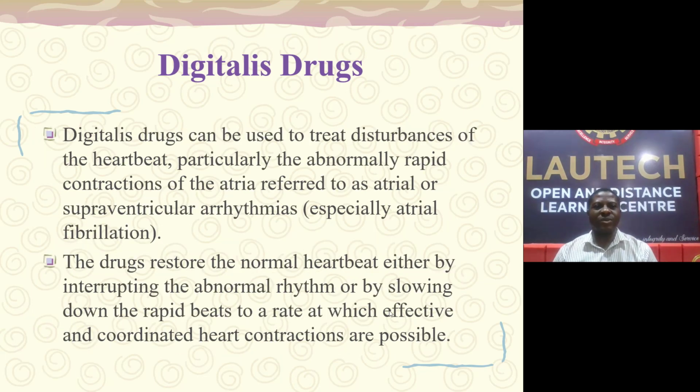Still on digitalis drugs, they can be used to treat disturbances of rhythm, particularly the abnormally rapid contraction of the atria, referred to as atrial or supraventricular arrhythmia, especially atrial fibrillation. The drugs restore the normal heartbeat either by interrupting the abnormal rhythm or by slowing down the rapid beat to a rate at which effective and coordinated heart contraction is possible. Those are the major modes of action of these drugs.